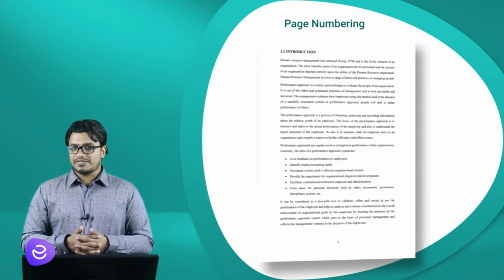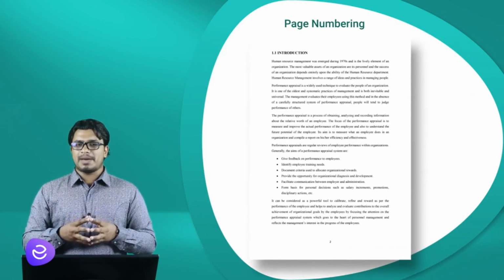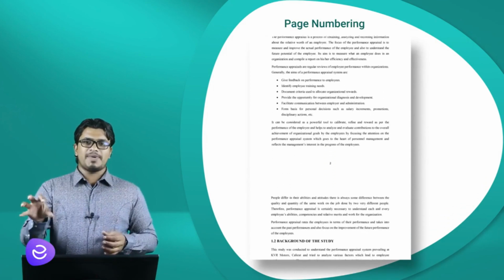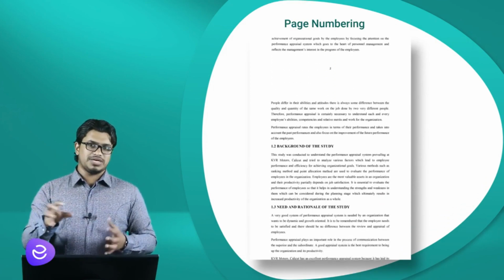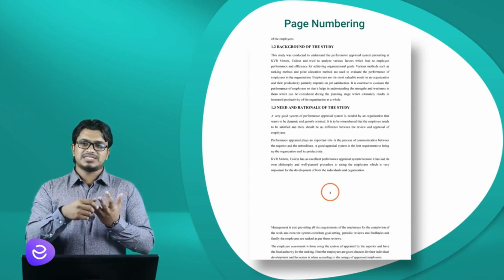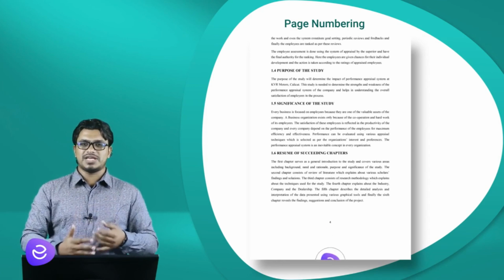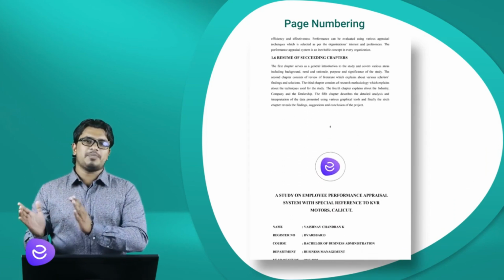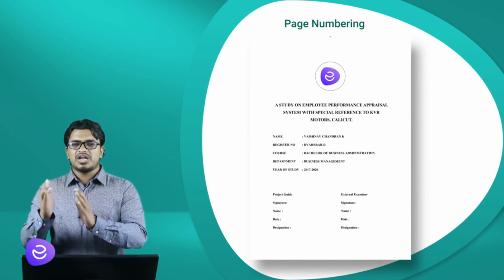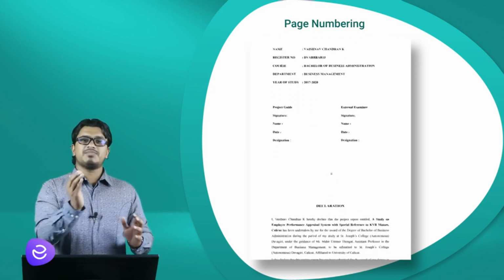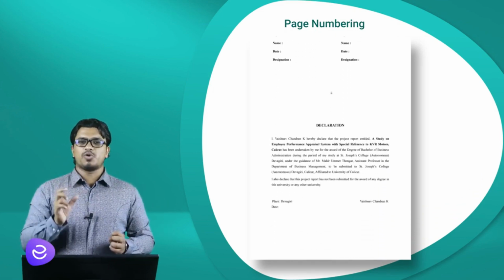Now about the numbering of the pages. So page numbering, what happens is the title pages or the introductory pages as we call it, the title page as well as the acknowledgement, the certificates, table of contents, list of charts, list of tables. So right before the chapter 1 introduction, everything before that will be numbered in Roman numerals.